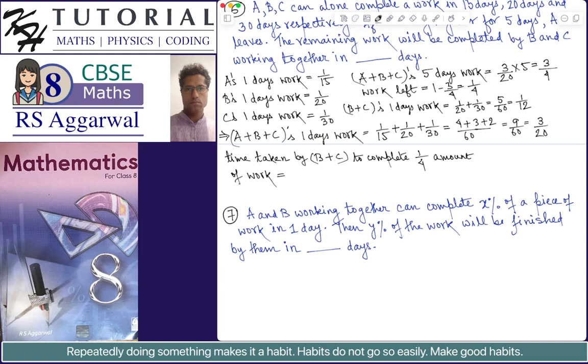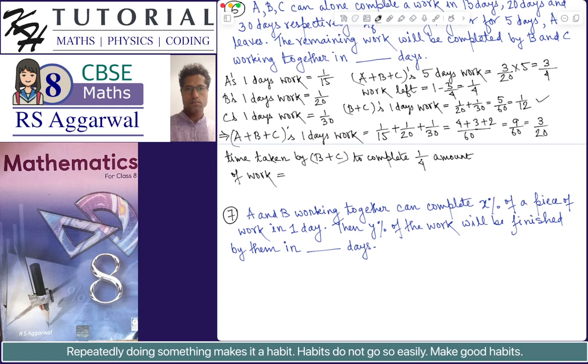So we can say that 1 by 12 work is done by B plus C in 1 day. From this fact that B plus C's 1 day's work is 1 by 12, we can say that 1 by 12 amount of work is done by B plus C in 1 day. Then the whole work, that is one amount of work, will be done by B plus C in 12 days.